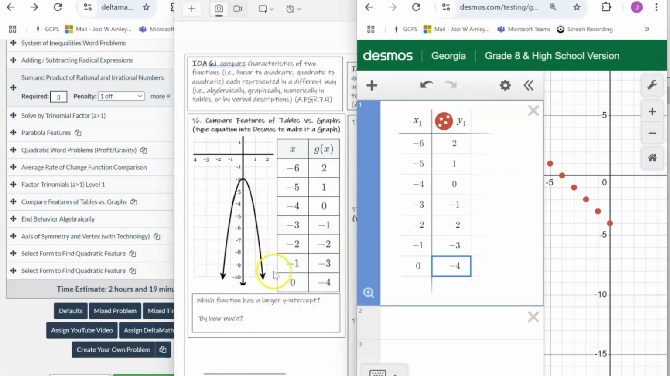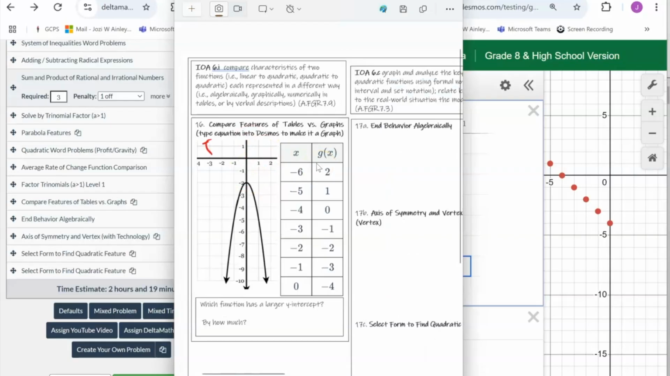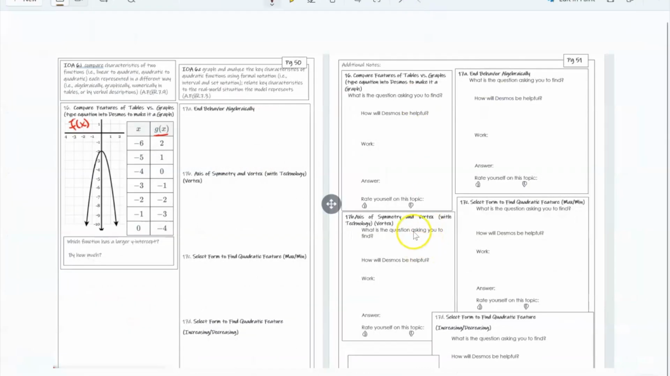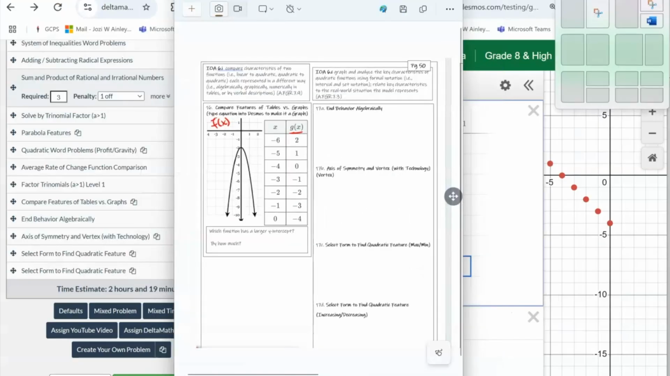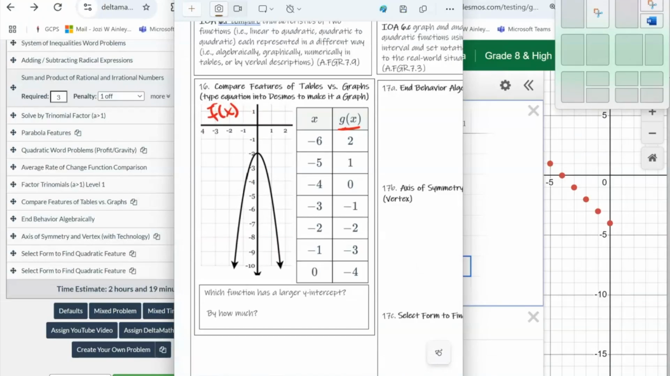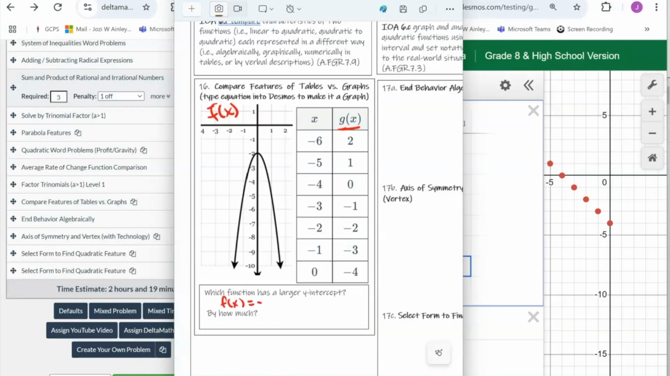All right, so the first question that it's asking is which one has a larger y-intercept? Okay, so what does that mean? Where it crosses the y-axis. So the first one, we're going to call this f of x. I might not have labeled that. This is f of x, this is g of x. The first one crosses the y-axis right here at -2. So again, you are writing what the question is asking. What's the question asking me to find? The largest y-intercept. But I'm just going to do it right here. So f of x is equal to -2.